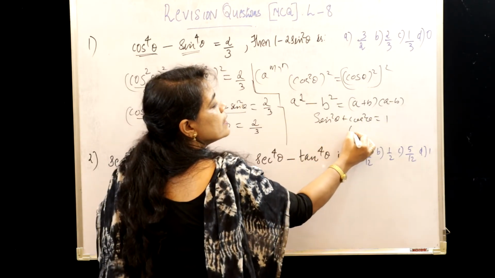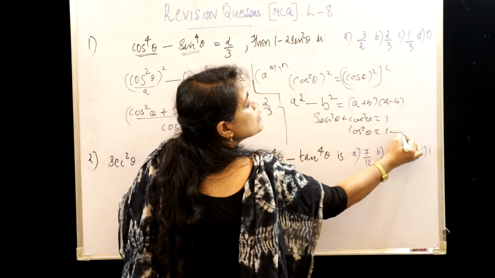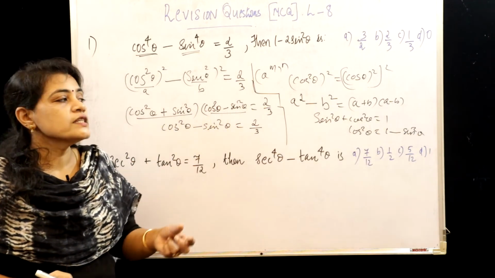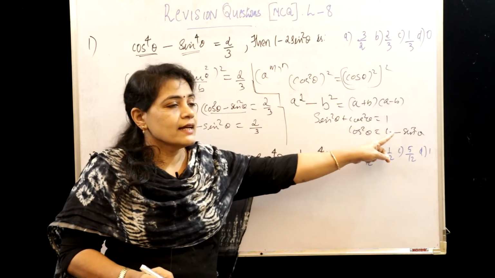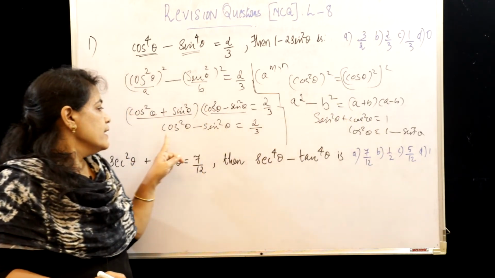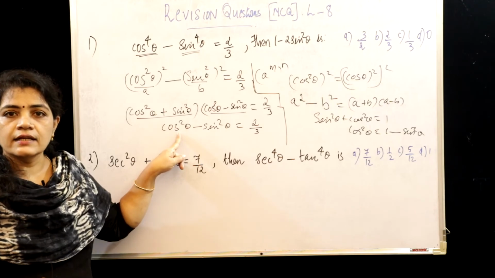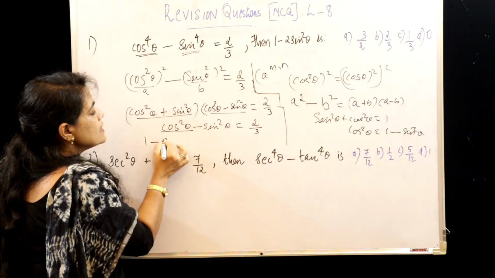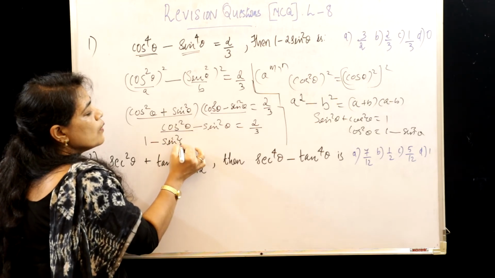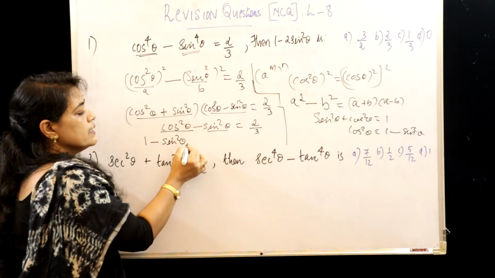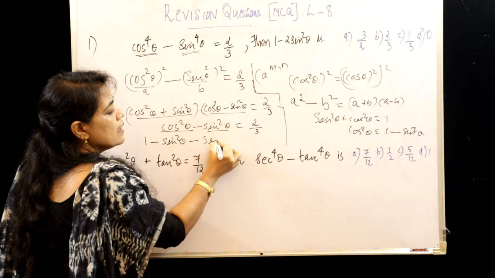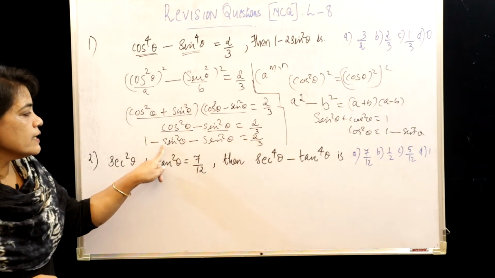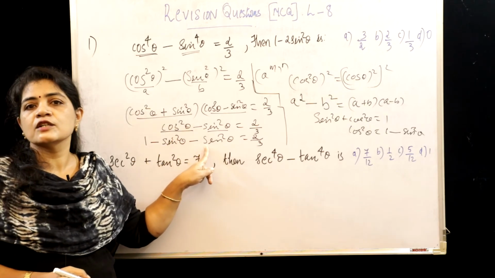Understood? So from here cos square theta equals 1 minus sin square theta. I am going to substitute cos square theta as 1 minus sin square theta in the LHS. That is, instead of cos square theta, 1 minus sin square theta. And here we have one more minus sin square theta, equal to 2 by 3. See children, minus sin square theta minus sin square theta.